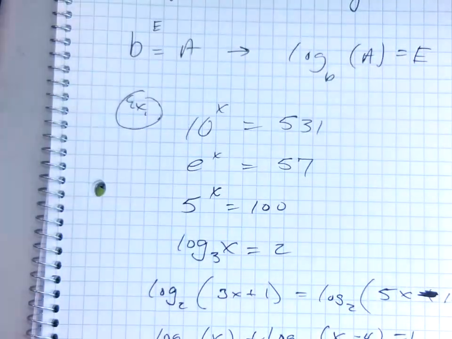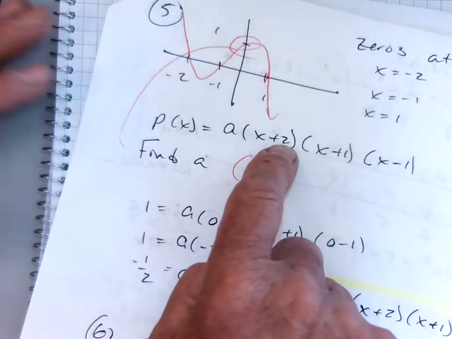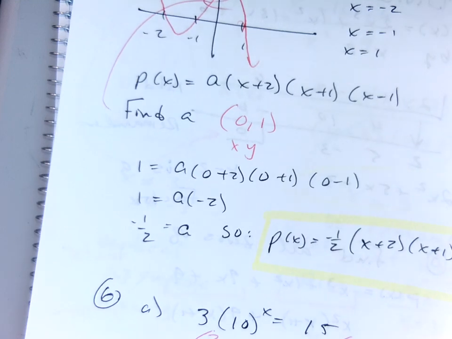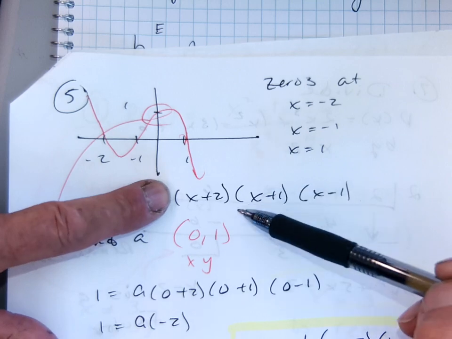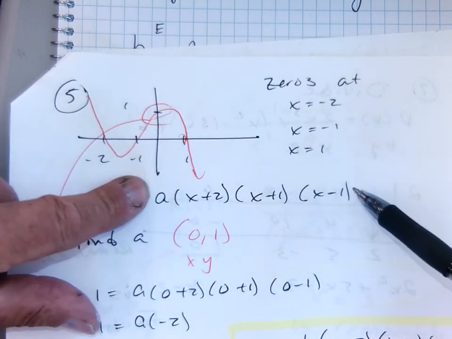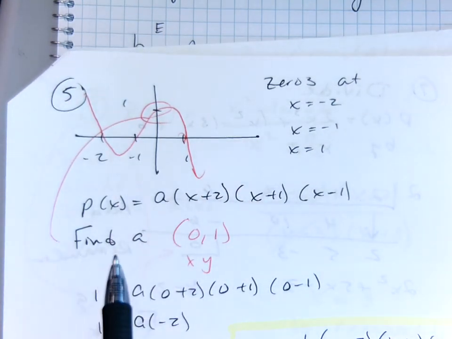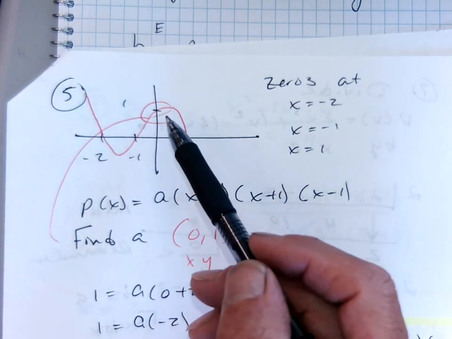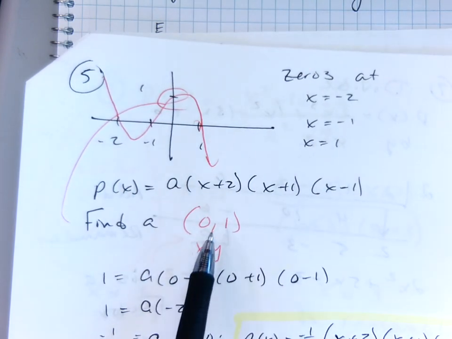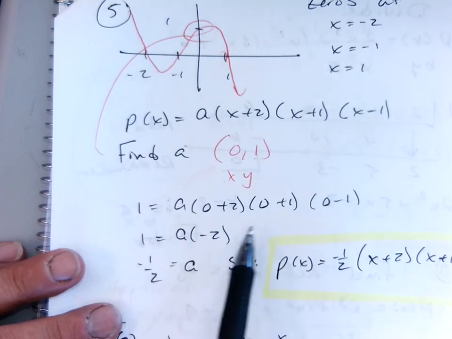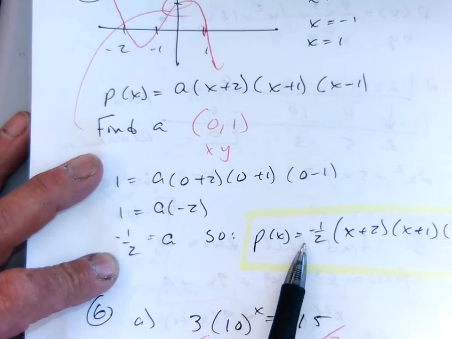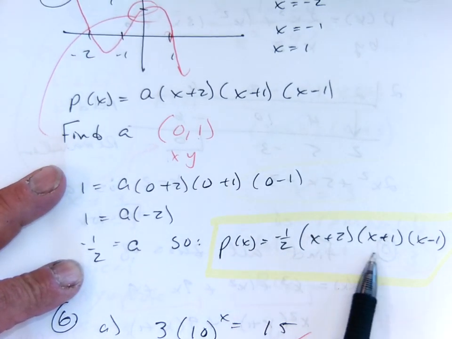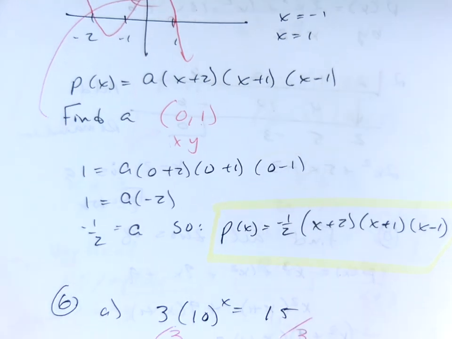Number 5, it looks like this, so I know it is a polynomial. I have zeros at negative 2, negative 1, and 1, which makes the equation X plus 2, X plus 1, X minus 1. There's some value A that I need to find, so I picked a point on the graph, which is 0, 1, that point right there. Plug 0 in for X, and I plugged 1 in for Y, and I solved for A, and A turned out to be negative 1/2. So I put the negative 1/2 here, and this then becomes your equation, negative 1/2, X plus 2, X plus 1, X minus 1, okay?